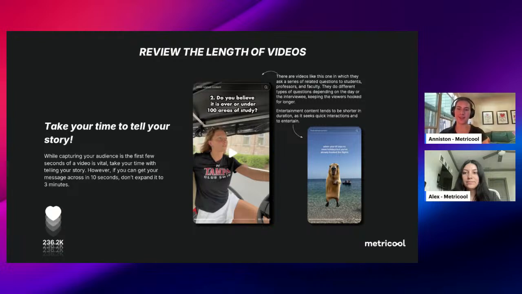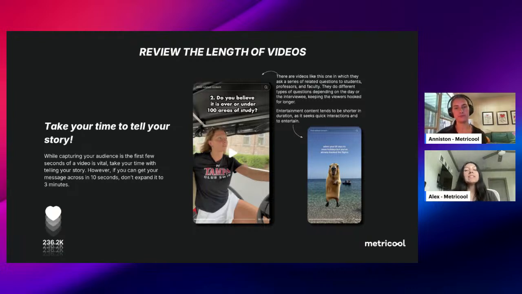Okay, so then talking about telling your story and knowing which video length is best, we recommend reviewing your video lengths. This doesn't mean that you need to create exactly 2 to 5 minute videos, because we know that the first few seconds of a video are really crucial to capture your audience. But if you have an engaging story to tell, then take your time with it. On the flip side, if you can get your message across in 10 seconds, if it's more of a trending video, then don't expand it to 3 minutes. Don't drag out the story.